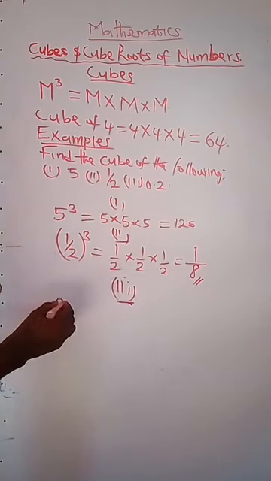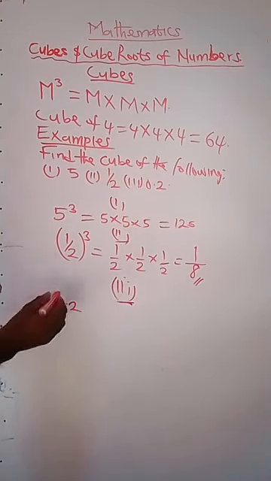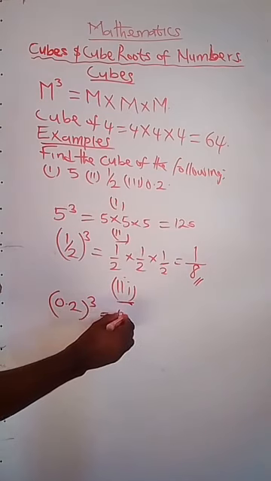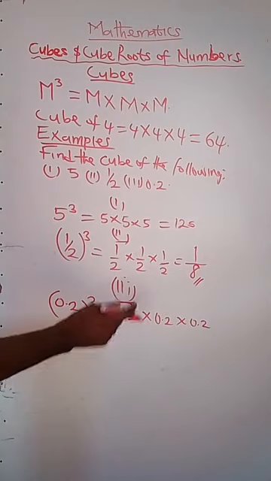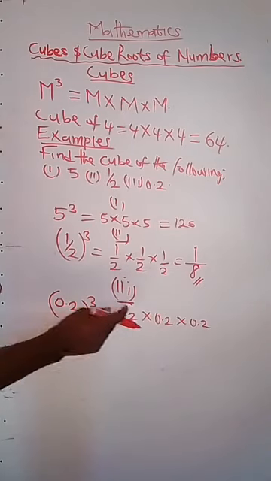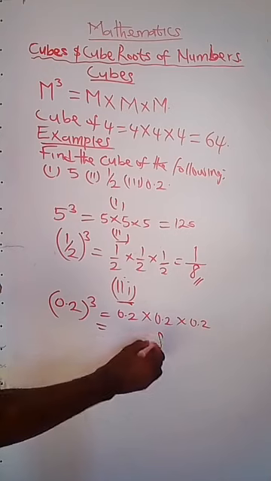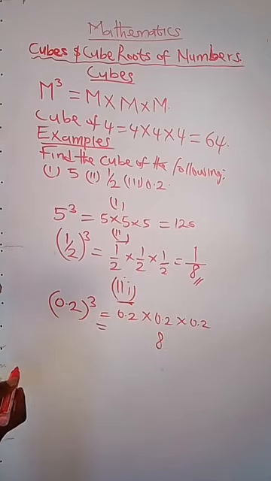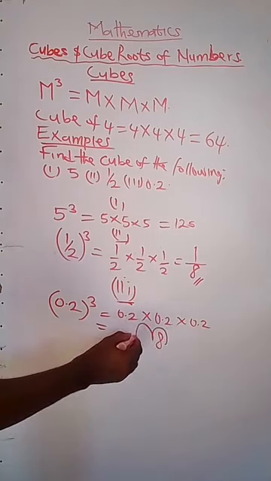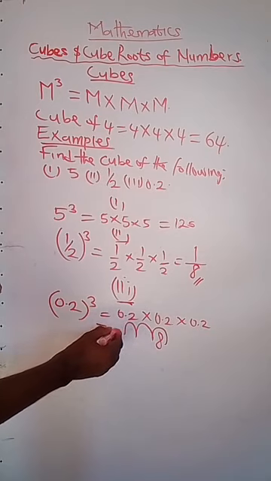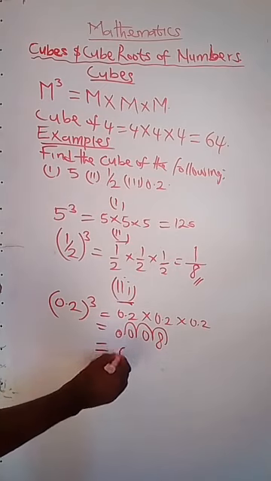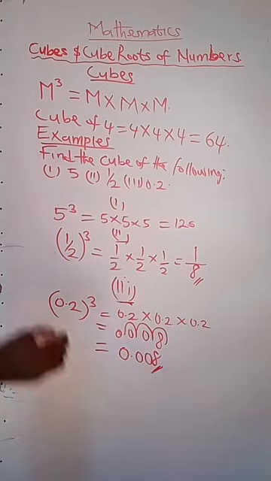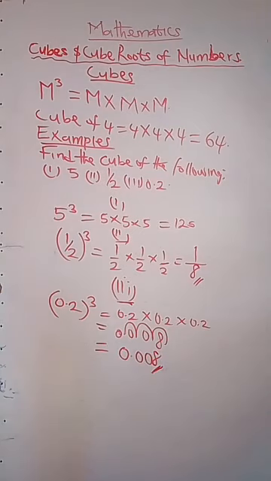which is 0.2. So cube of 0.2 is 0.2 raised to power 3. This is 0.2 times 0.2 times 0.2. Alright? Let's eliminate the point first. That will be 2 times 2, 4 times 2, 8. Now, we'll move back in 3 places. 1, 2, 3. So the decimal will be here. 0, 0. Alright? So the final answer will be 0.008. So that's how to find cubes of numbers in mathematics.